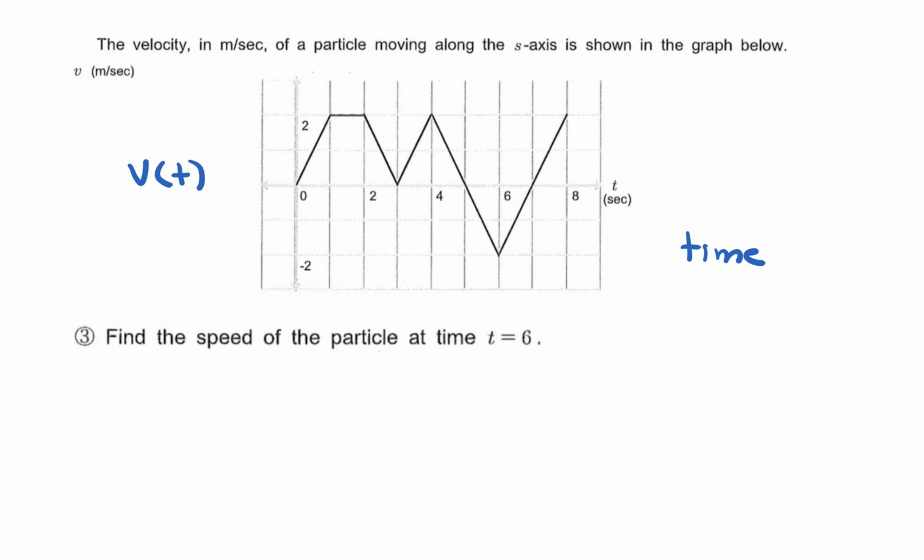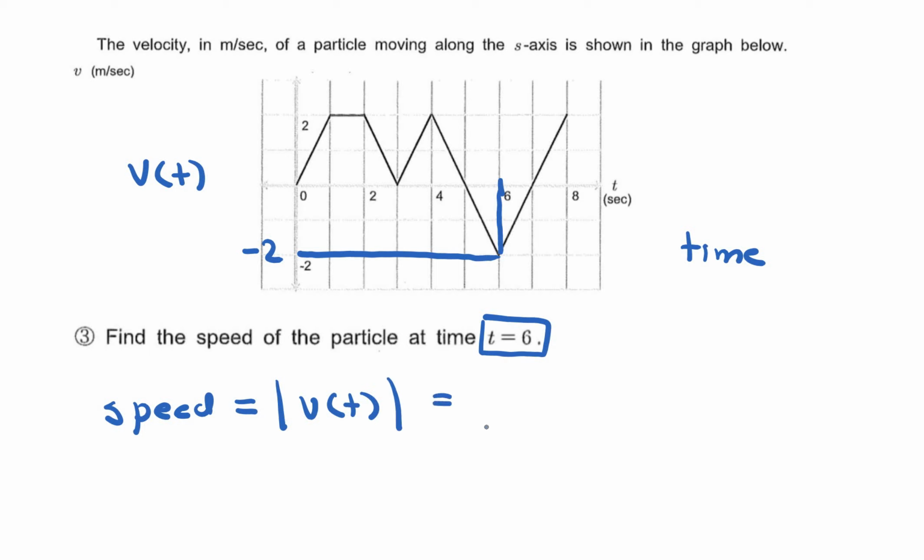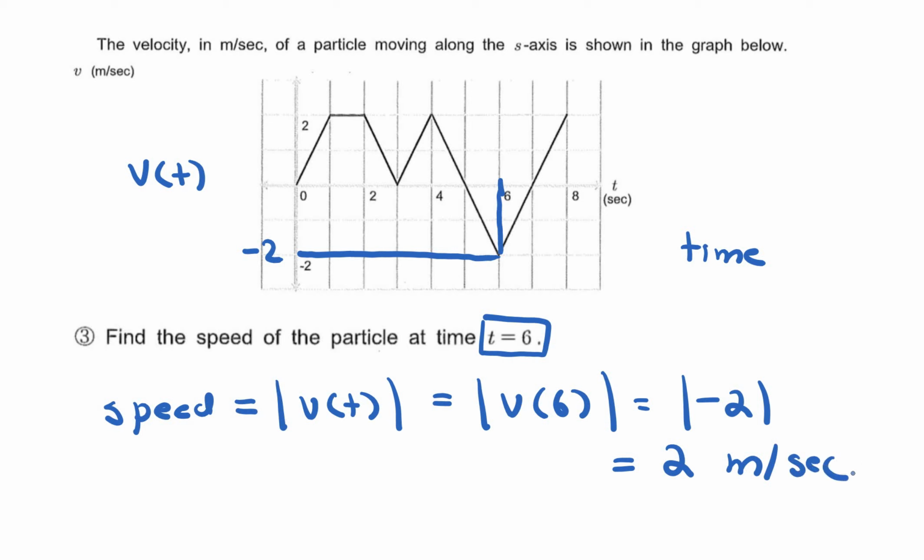Find the speed of the particle at time t equals 6. So 6 seconds. If I go straight down, the velocity that I have there is -2, right? When we're talking about speed, there's a definition for our course, and that's the absolute value of your velocity. The absolute value of v of 6 seconds is the absolute value of -2, and that gives me 2 meters per second. So that is the speed of the particle at time t equals 6 seconds.